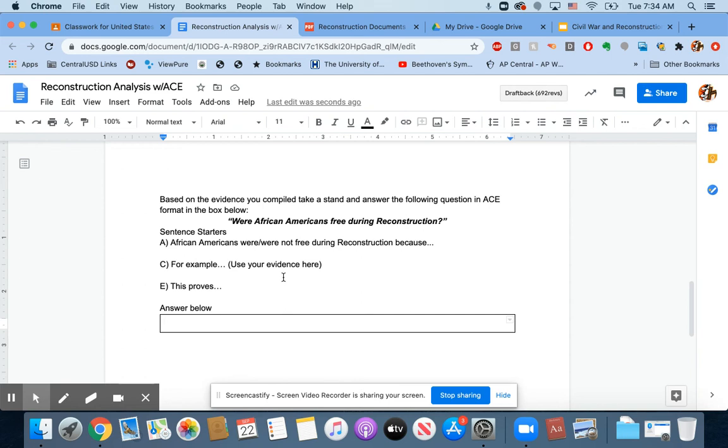Helpful hint, guys, don't put your evidence in the first sentence. You're going to put they were free because they had rights. And then, for example, would be the examples of the rights they had. Or maybe you would put they were not free because their rights were limited. And then, for example, you would put how they were limited. Don't put evidence in your answer. Make sure your answer is the claim that you're trying to make because of something. The 4 examples are where you're going to put your evidence.